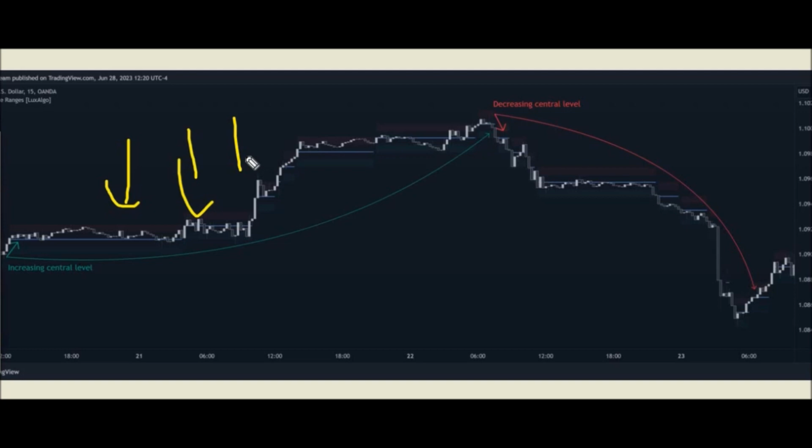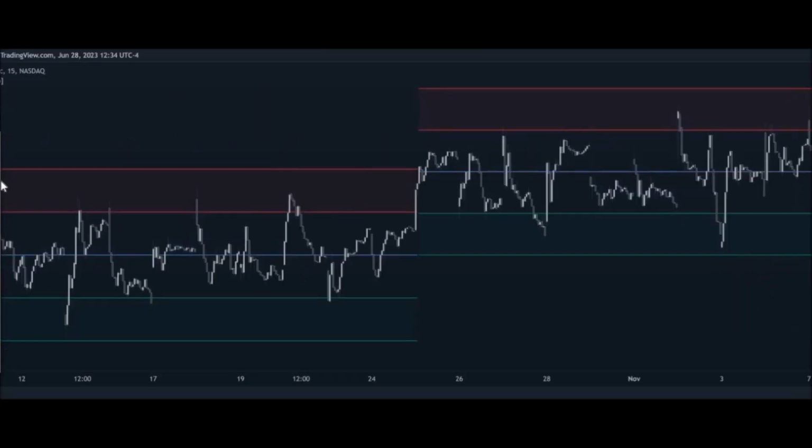So for instance, right here, the market is in an uptrend. How do you really know the market is in an uptrend? When you see the central level increasing. The central level is what we saw before, the blue color, and I would love you to look at it right here so that you can really understand. So guys, this is the level we are talking about, the central level, for those who cannot see it properly on that chart over there.